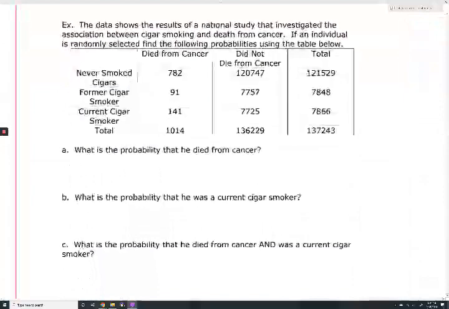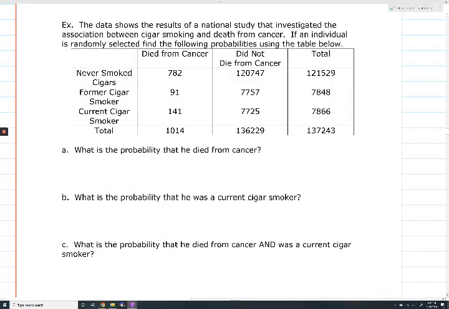All right, now let's use a two-way table to discuss some probabilities. So first of all, are these things mutually exclusive?